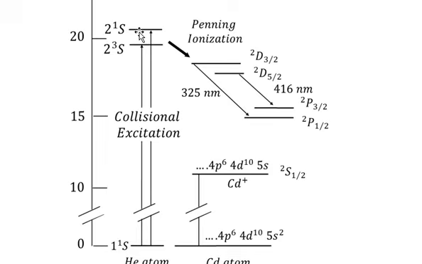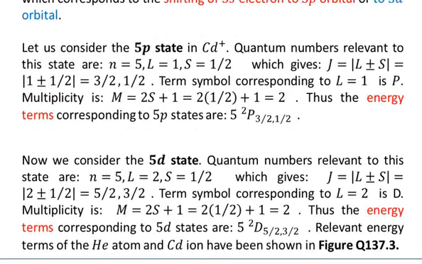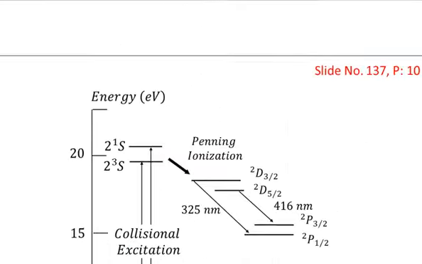So the probability is that population inversion is achieved in these states, because due to collision with the metastable states of the helium atom, the energy through Penning ionization is transferred to these D levels. So the population of the D levels is much higher in comparison with the population of the P states. So these are the D energy states corresponding to the 5D symbol, and these are the two energy terms corresponding to the 5P level.